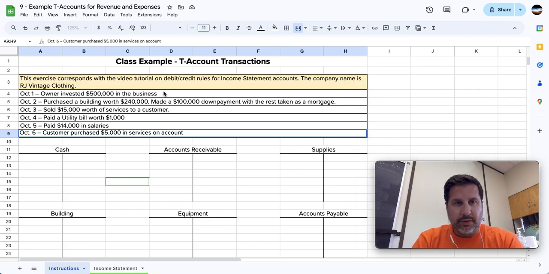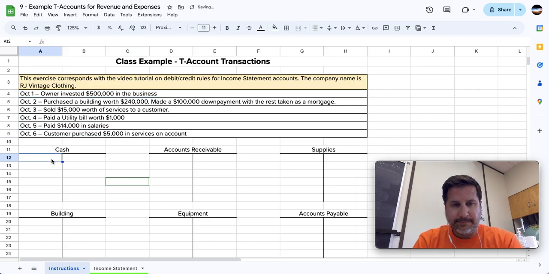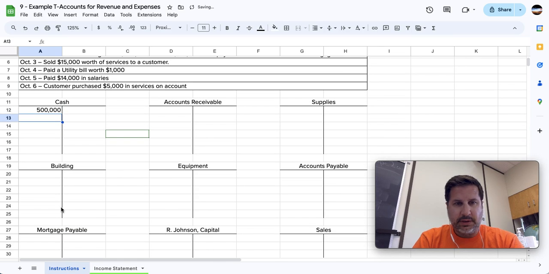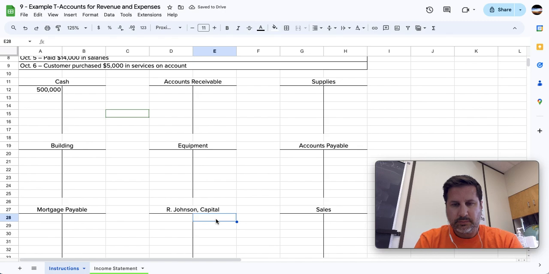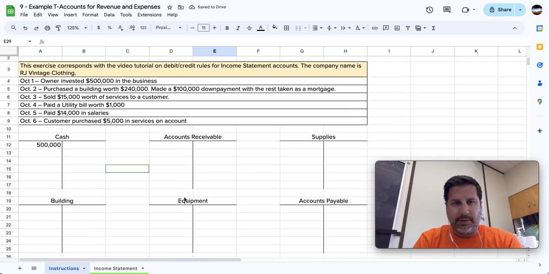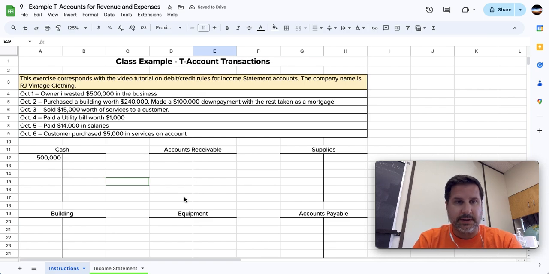So, owner invested $500,000 in the business. $500,000 goes up in cash, and then also in our capital. So we've done that already. You should know how to do this by this point.